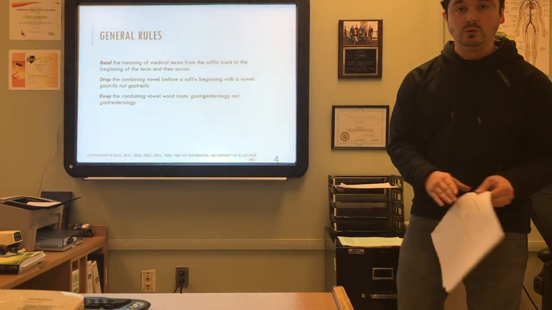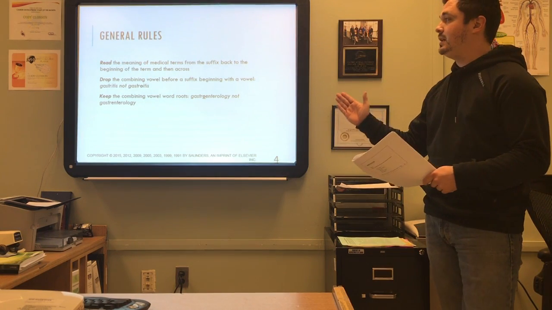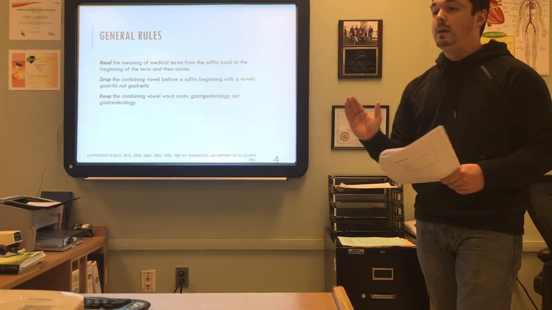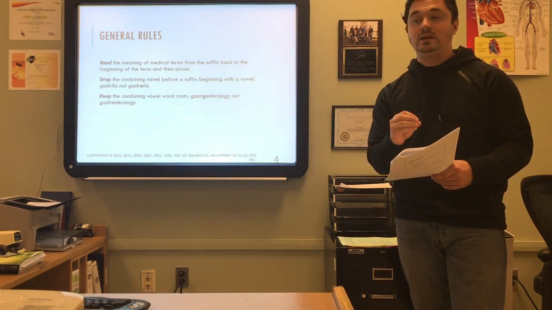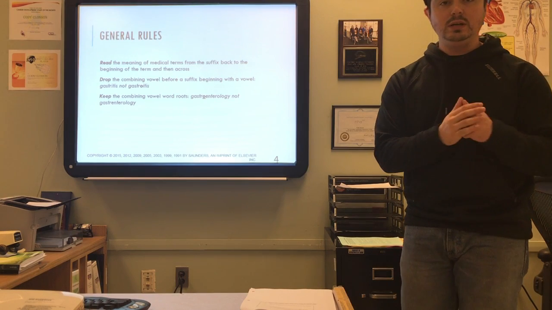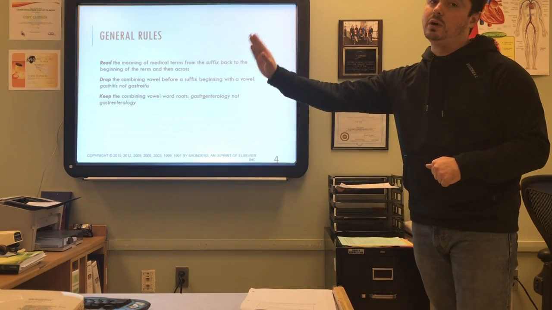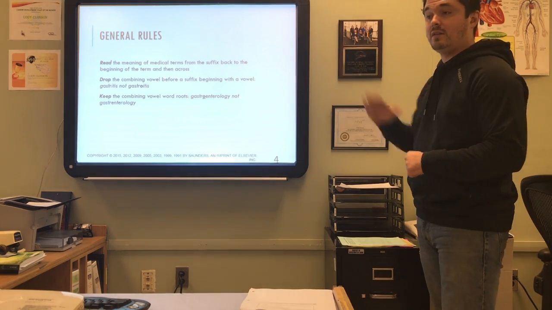So here are some general rules to building medical terminology. The first thing you need to do is read the meaning of the medical term from the suffix back to the beginning of the term and then across again. So whenever you start reading medical terminology, read the suffix first. Read the suffix, then go back to the beginning of the word and read across back to the suffix.